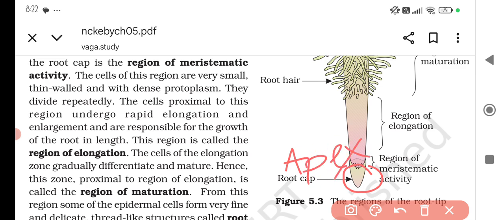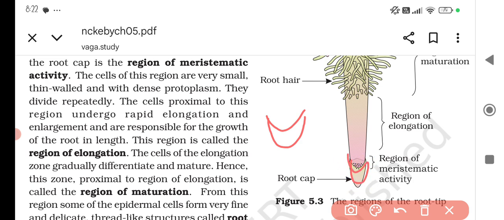And this apex is covered by a thimble-like structure. Thimble means a cap-like structure like this. It is covered by a cap-like structure, and this cap-like structure is called the root cap. Now why is the tip of the root covered by the root cap? Because this apex or the tip of the root is very soft. It is very tender. It has meristematic cells. They are dividing cells.